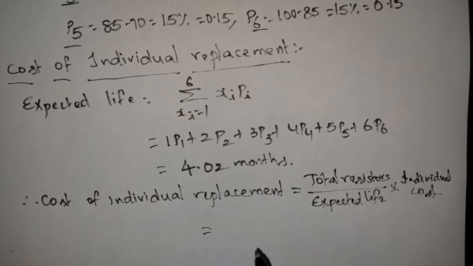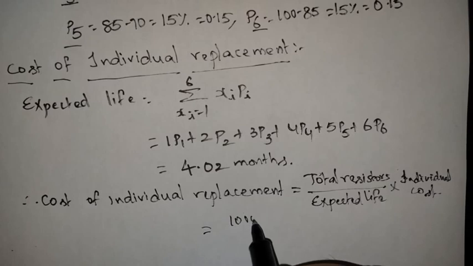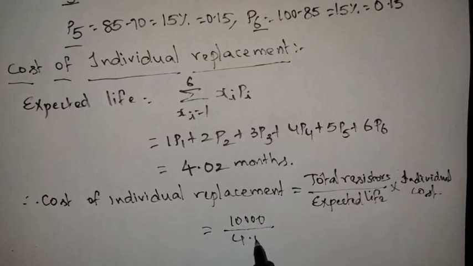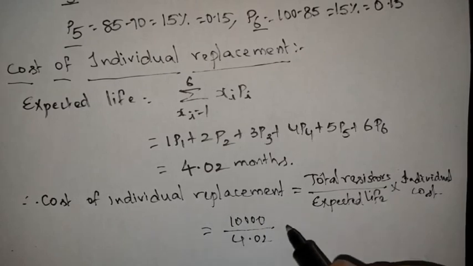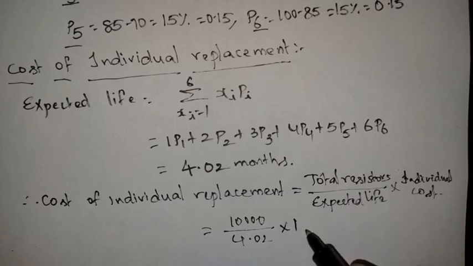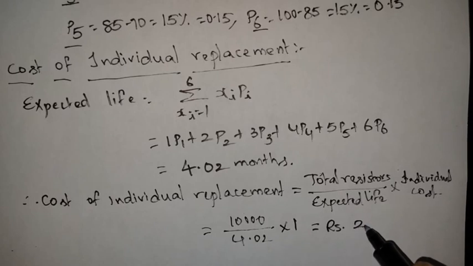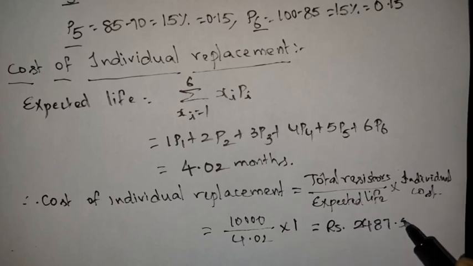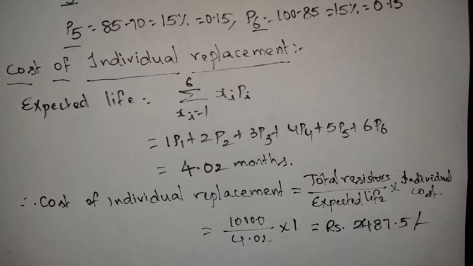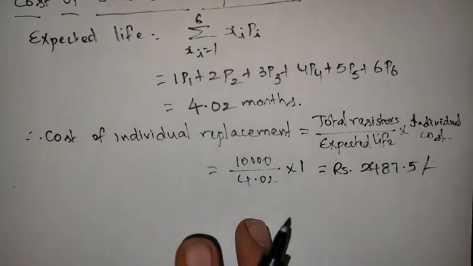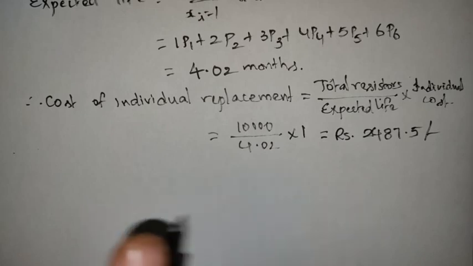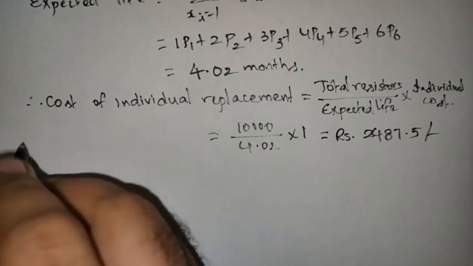So that equals total 10,000 divided by expected life 4.02 months into cost of individual resistor, which is 1 rupee. That equals, we will get the value 2487.5 rupees. So this one is the cost of individual replacement. Let us find the cost of group replacement.